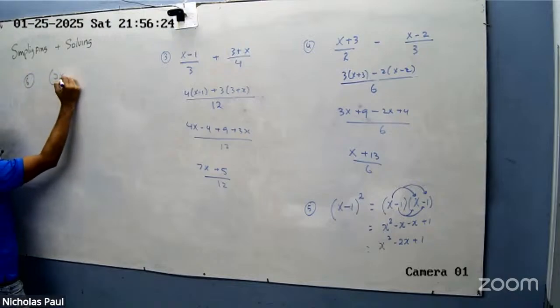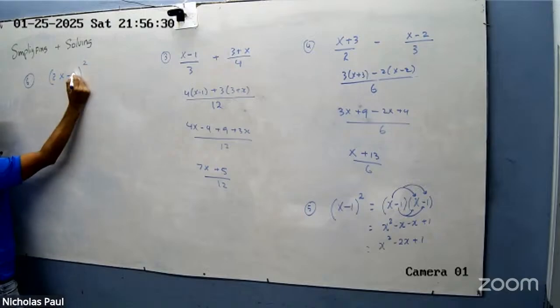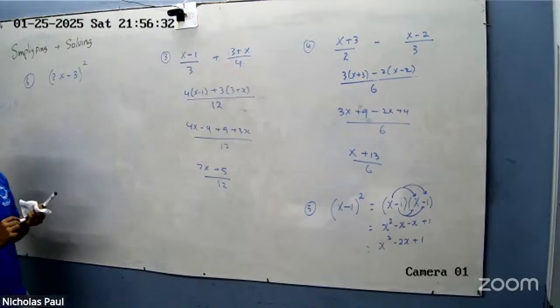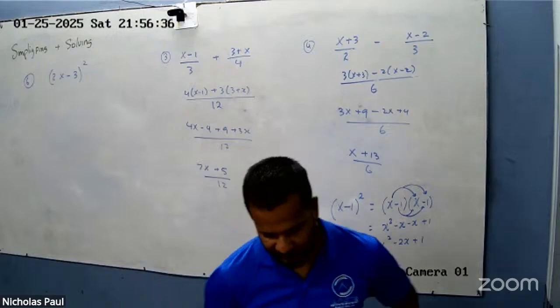Try this: 2x minus 3 all squared. Try that.